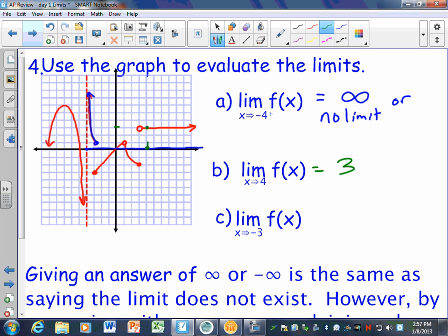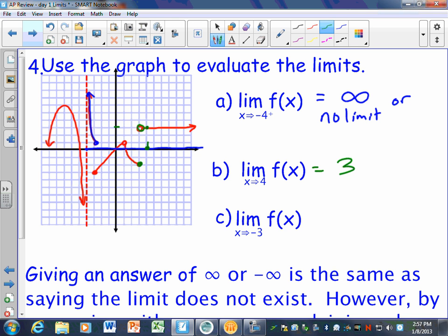If I asked you to find the limit as x approaches 3, we'd have a problem there because those don't meet up, right? As x approaches 3, this part's up here, this part's down here, the left and right hand limits are not the same. So that would be an example that there is no limit. Oh, I think that might be the answer on the next one here, huh? Sorry, I jumped the gun here.